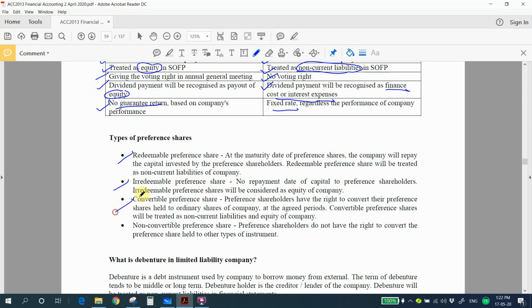Next one, convertible preference share. Convertible preference share means that you are given the right to convert your preference share to the ordinary share of the company. And non-convertible preference share, you are not allowed to do any conversion. So these are the types of preference share.